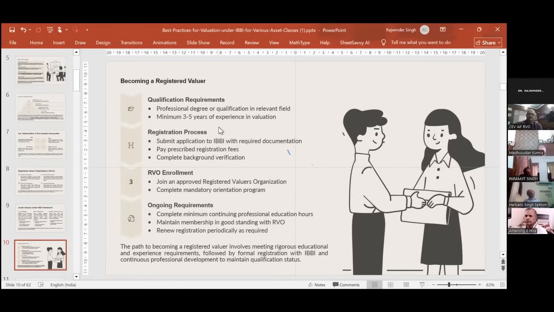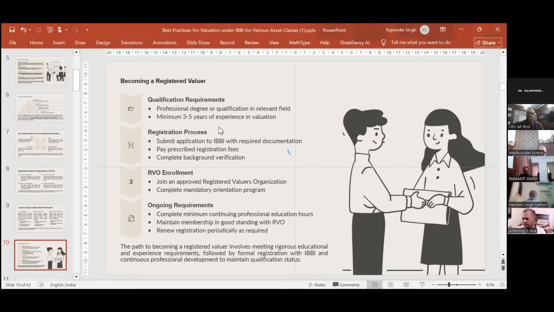And then first of all, you have to become a member of an RVO. You have to join an approved registered valuer organization. Then you have to complete the mandatory orientation program, the mandatory education program. Then you have to submit your application to the IBBI with the required documentation. Then you have to pay the prescribed registration fee, and after your complete background verification, you will become an IBBI registered valuer. And even after you become a registered valuer, there are certain ongoing requirements during your work.